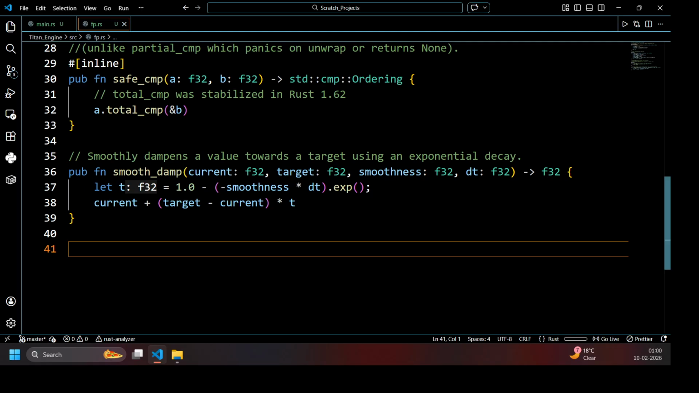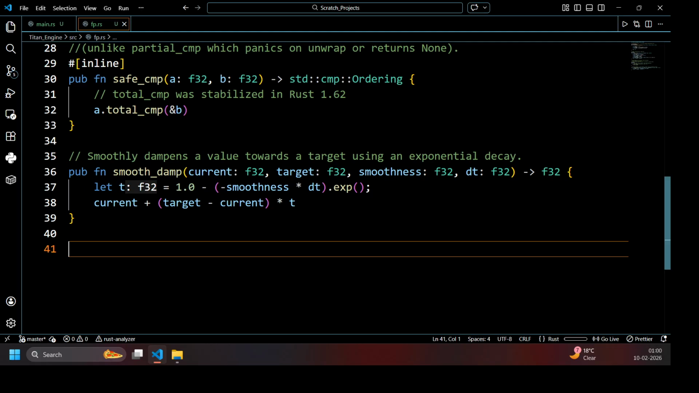Now think about what happens. If dt is very small, a high frame rate, then negative smoothness times dt is a number very close to 0. e to the 0 is 1, so 1.0 minus that result is a very small number. We only move a tiny bit. And if dt is large, like the game lagged for a moment, then negative smoothness times dt is a larger negative number. e to that power is a much smaller fraction, so 1.0 minus that result is a bigger number. We move a larger amount to compensate.